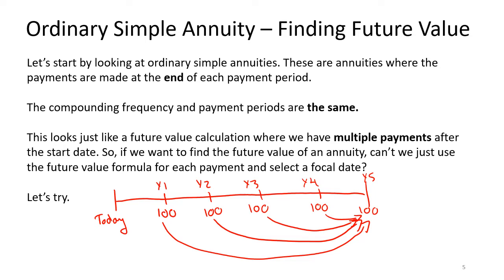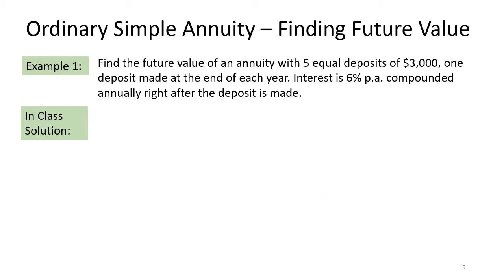Let's try an example using that, because I always think in my head about what we've learned so far and whether you can still apply it. In this case, we already know the present value of each of these payments, right? Let's call it $100. And if we know the interest rate and when they're compounded, why can't we just do that calculation? So let's look at an example. Find the future value of an annuity with 5 equal deposits of $3,000, one deposit made at the end of each year. Interest is 6% per annum compounded annually right after the deposit is made.